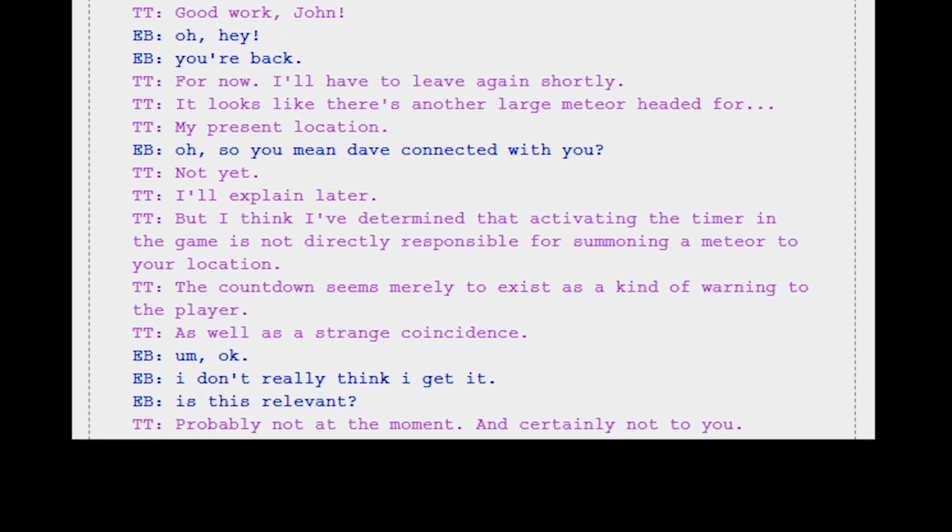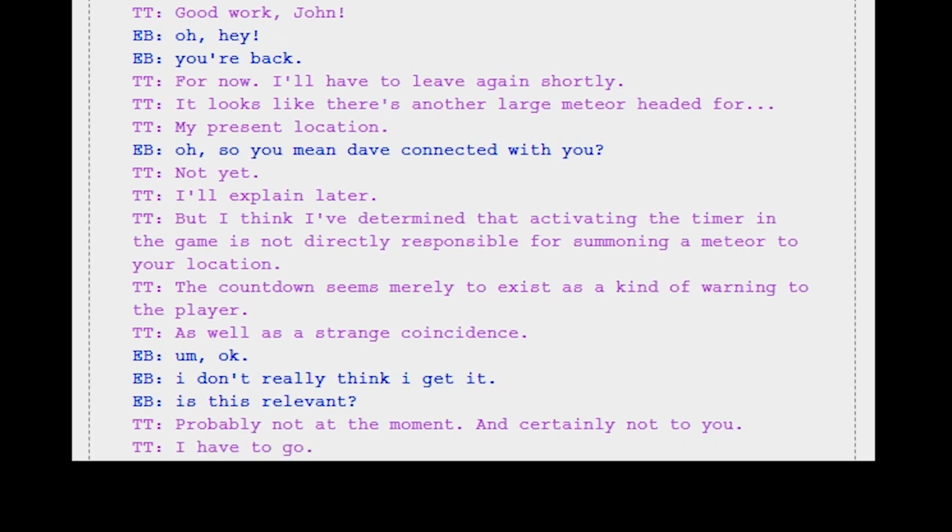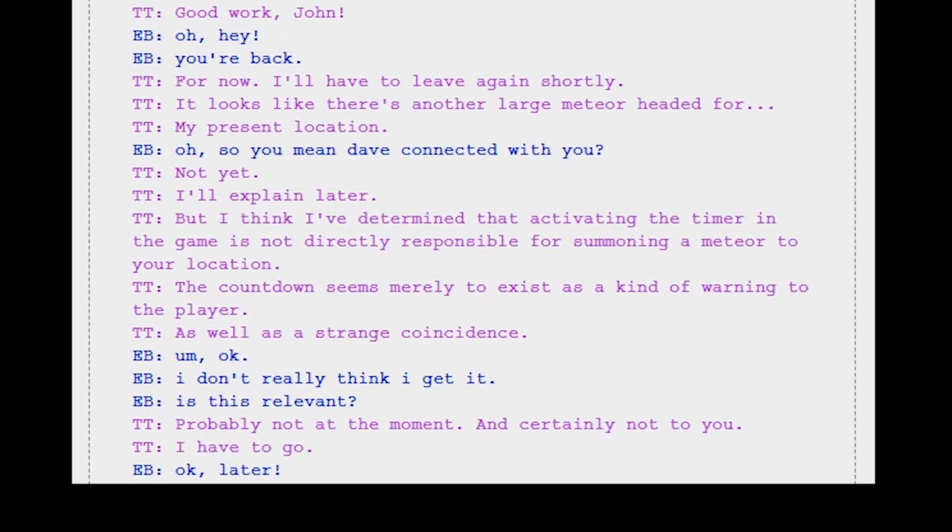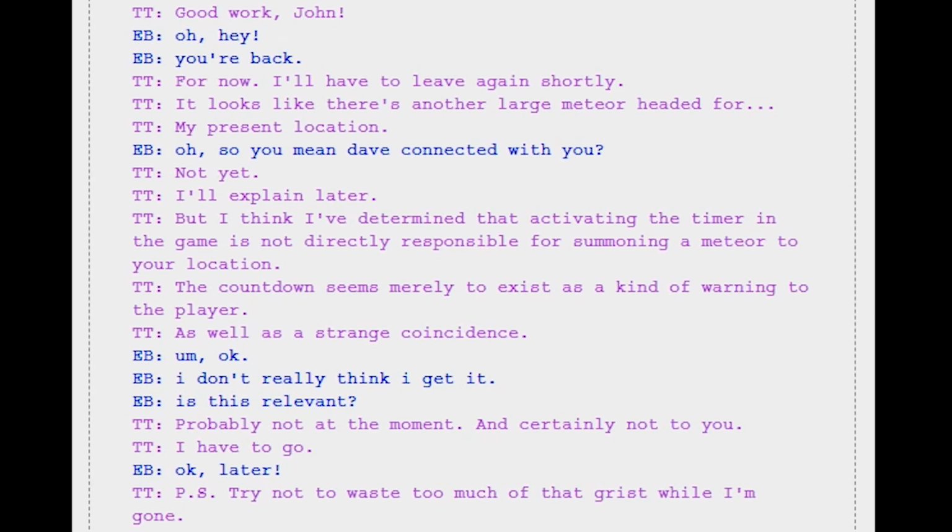Probably not at the moment, and certainly not to you. I have to go. Okay, later. P.S. Try not to waste too much of that grist while I'm gone. John, climb that ladder, baby!